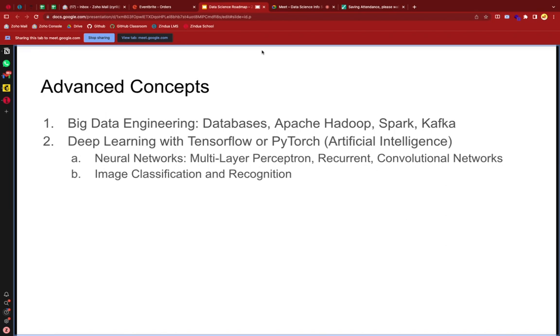PyTorch feels cleaner though. So some of the things you learn here will be things such as neural networks as well, right? How can you start doing image classification and recognition, right? How can you start doing natural language processing, right? So generative models is whereby how can we start getting computers to generate real images?